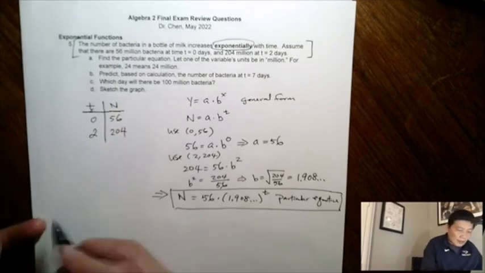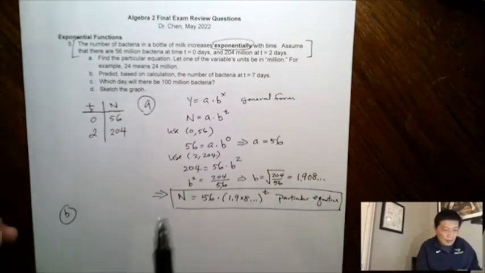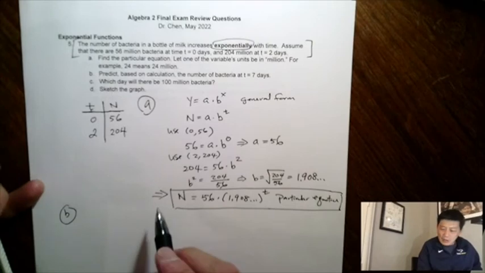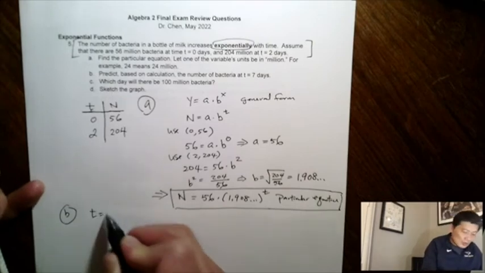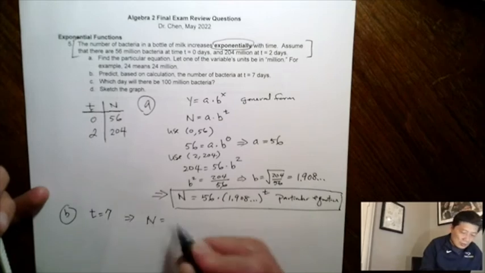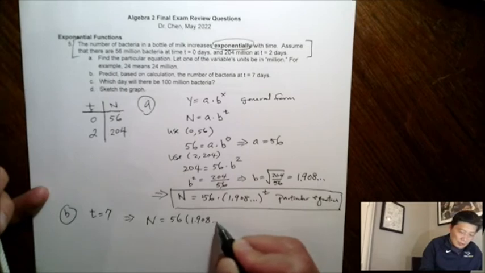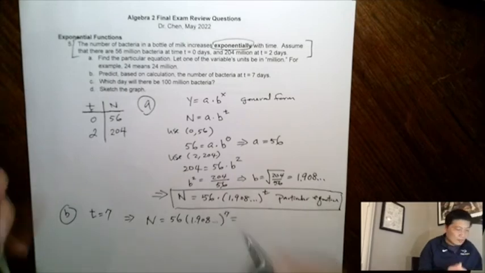Okay, so if that's the case, then this is part A. Go on to part B. Part B says predict based on the calculation the number of bacteria at t equal to 7. So that means put 7 into t. Then you end up with n equal to 56 times 1.908... to the 7th power. Let's see what you have.